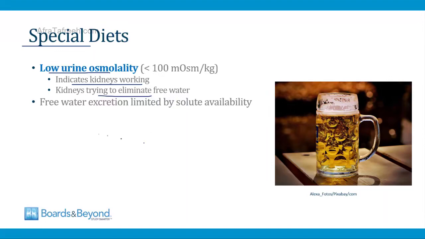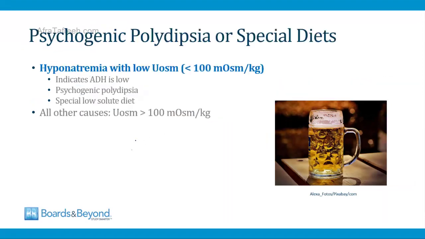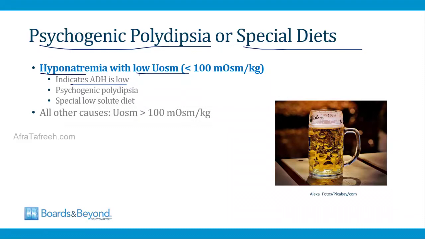And in the case of special diets, the problem is that the free water excretion by the kidneys is limited by the small availability of solutes because the patient is not consuming much sodium. So I just want to emphasize this point about both psychogenic polydipsia and special diets. These are situations where the patient will have hyponatremia and a low urine osmolality. This indicates that ADH levels are low and that the kidneys are working, trying to excrete free water, but they cannot. So the diagnosis when there's hyponatremia with low urine osmolality must be either psychogenic polydipsia or a special low solute diet.